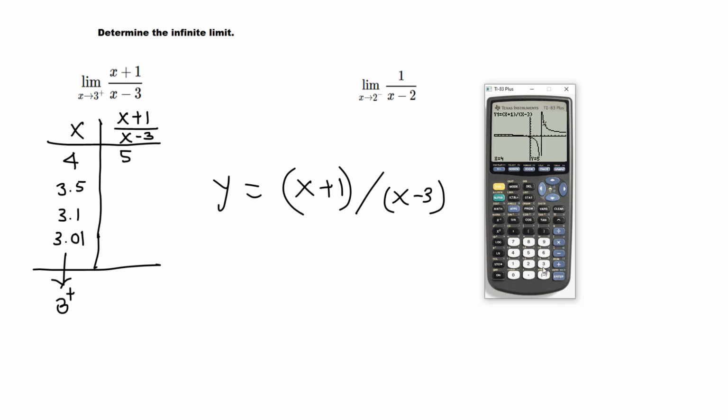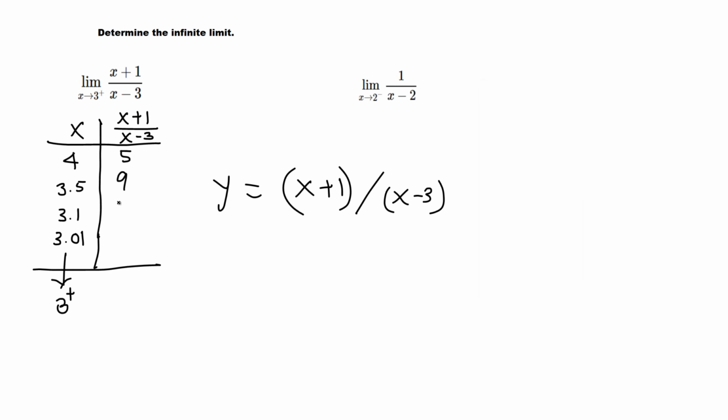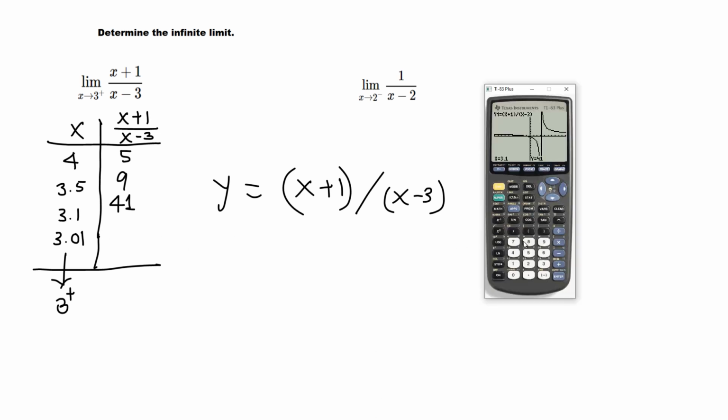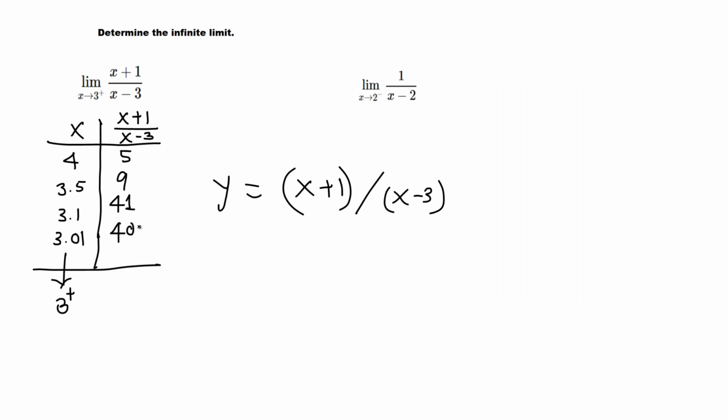Now 3.5, I can just enter 3.5, enter. I get y equals 9. Okay, next, 3.1, that gives 41. So let me write here. This is 9 and I got 41. Then next is 3.01, that gives 401. As you can see, these numbers are increasing very fast.